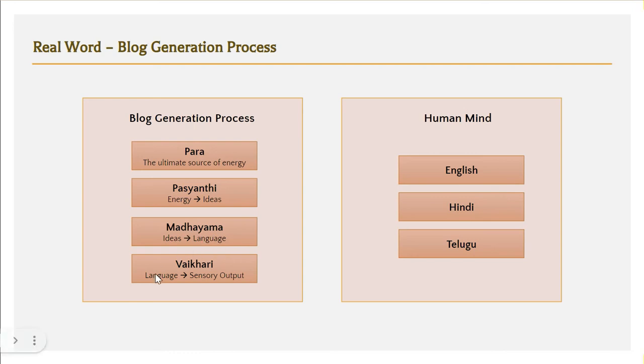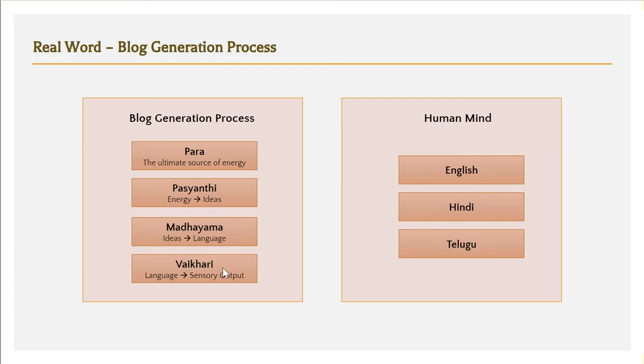Then as a final step, that language will get converted into sensory output. For example, if he has to write the blog post, then the mind has to send the signal to the motor organs, which are like hands, to type certain words. Or if we are talking about the speech, then the mind has to send the signal to the tongue and mouth to utter certain words. So this is the final step which is happening. So this is the process in which speech is getting generated. So this is the real world scenario.